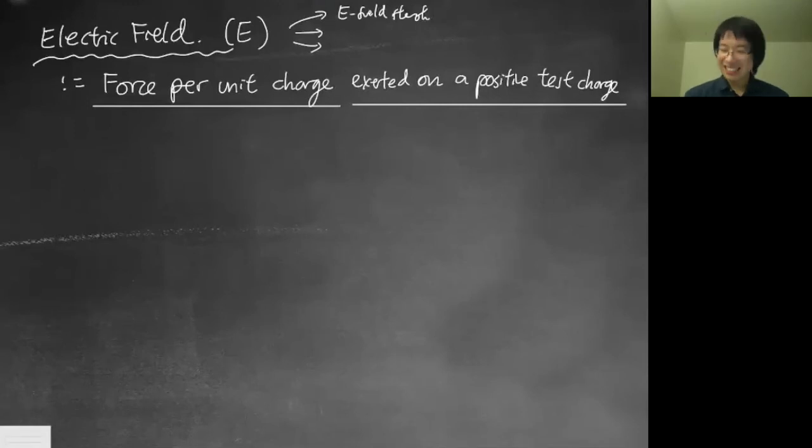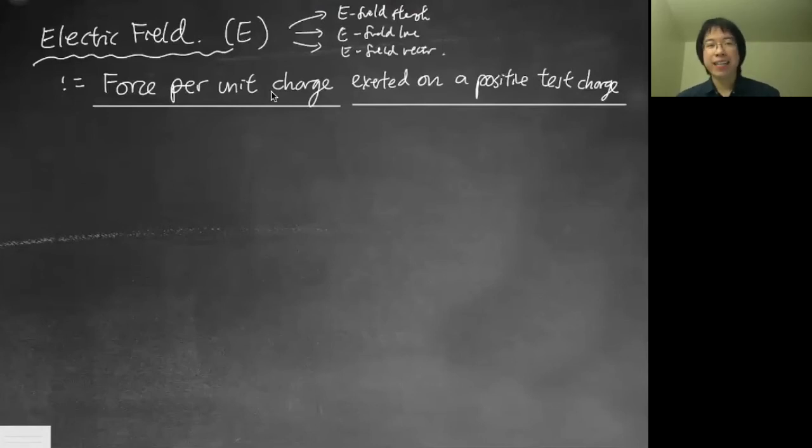Okay, so there are three concepts: electric field strength, electric field lines, and electric field vector. We'll get to those in a very short moment. All right, so let's break this down. Force per unit charge. The equation form is electric field, which is given by E, is force per unit charge. So E equals F divided by Q. All right, so that's the basic, but now let's look at the fine print.